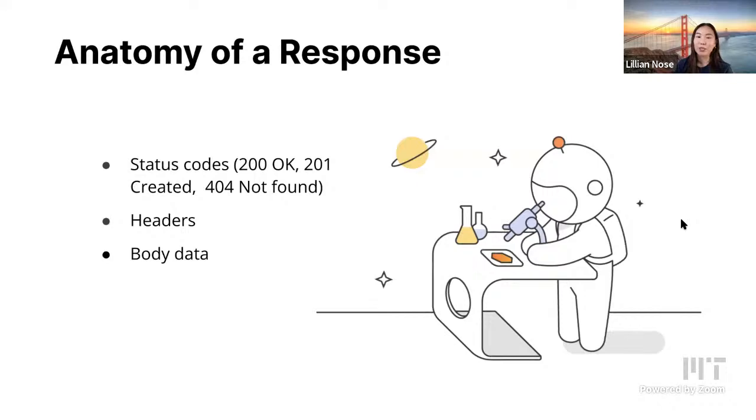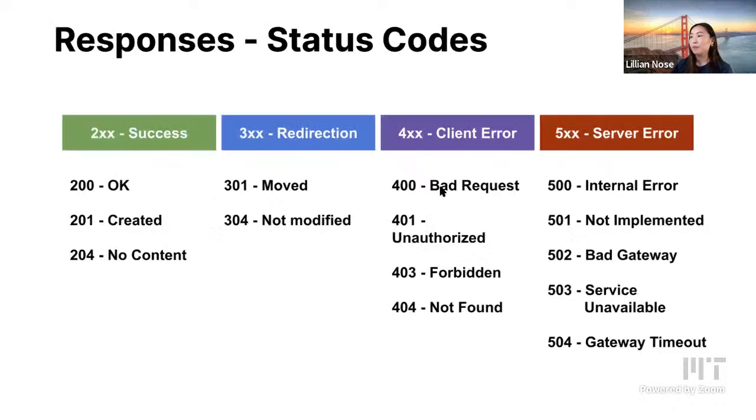Now we're going to dive into a response. The response is where we're going to be getting all of the data that we want, or in the case of an error, we're going to get status codes and messages that say we're having an issue. So to start off, we have status codes. You've probably seen all the basics. You've probably seen 200 OK, 404 not found, and 503 maybe.